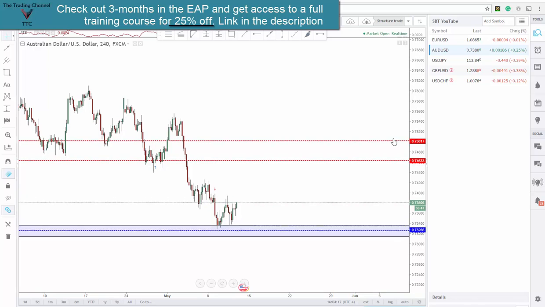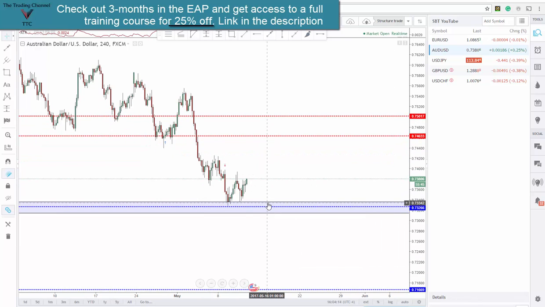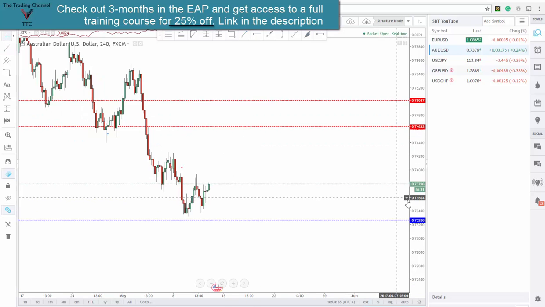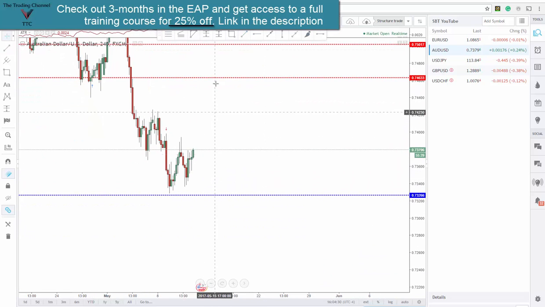On the 4-hour chart, we did get a double bottom, it looks like. So that would have been a valid entry based on the rules that we're using here today. Let's make sure that this was actually a double bottom, and it was. So in this case, using the rules that we've discussed, the entry would look something like this.